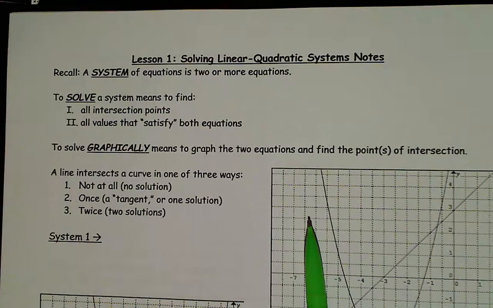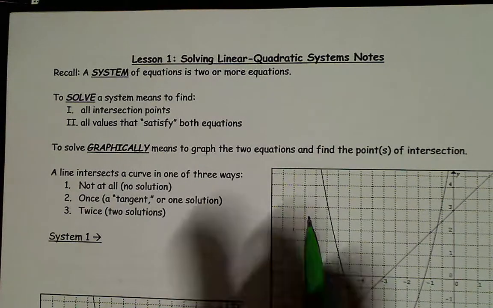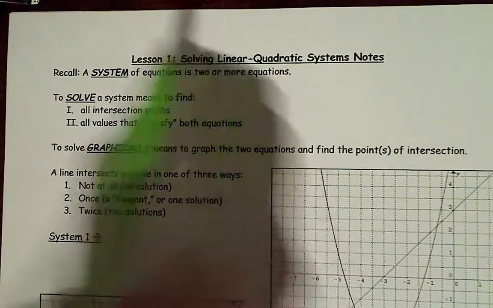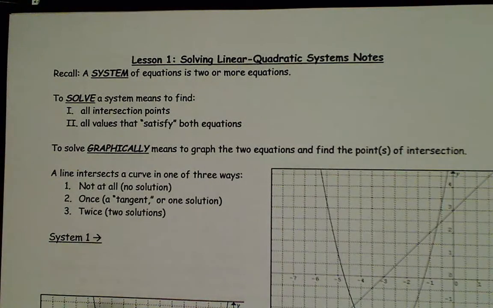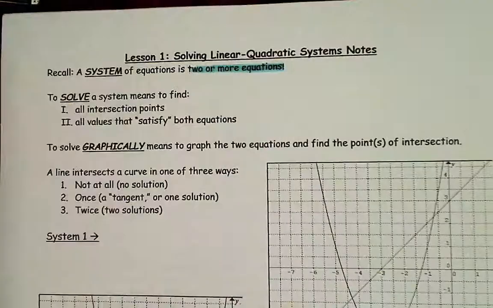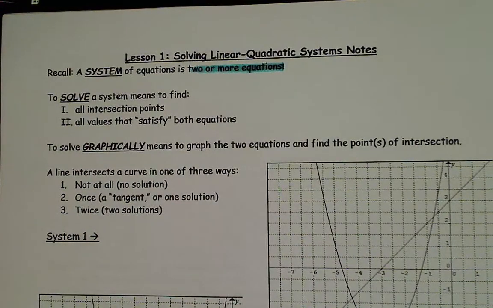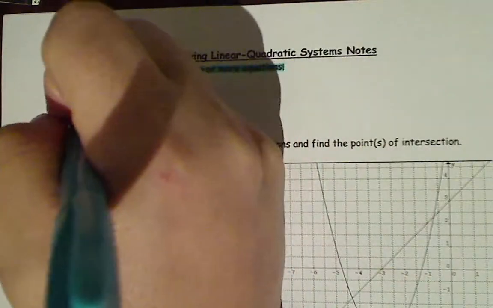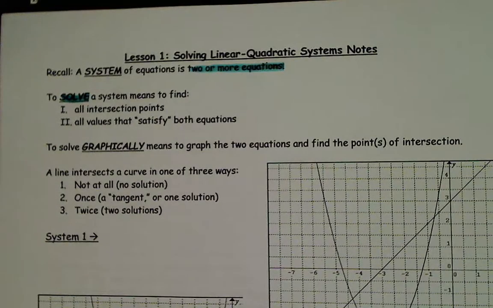Now, the first thing we're going to talk about is solving linear and quadratic systems. When we talk about a system, first of all, understand that it's essentially two or more equations. That's going to be a big part of this. Now, we're only going to really deal with two right now. Later on, we'll deal with three. And when we solve systems, what we're essentially looking for are all possible intersection points. That's what to solve means. We're going to solve for all possible intersection points, and the reason we do that is because the points that we find will satisfy both equations.